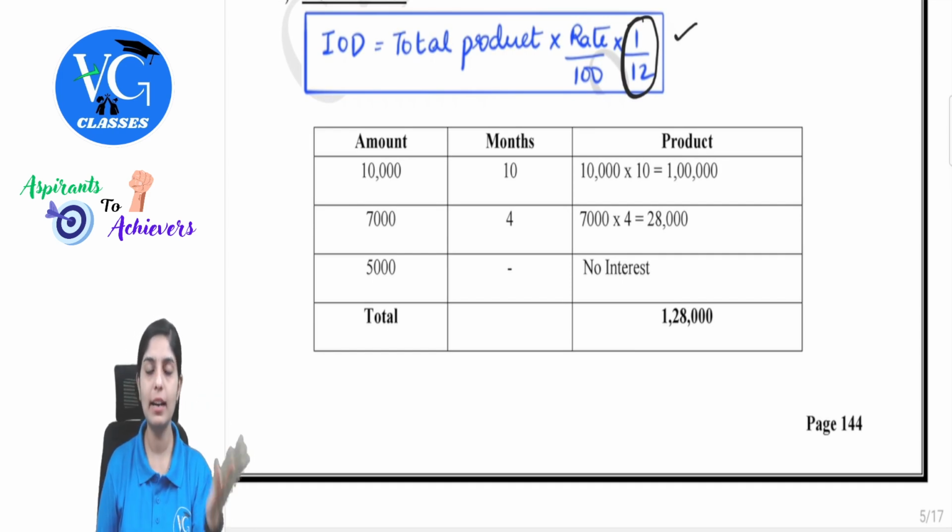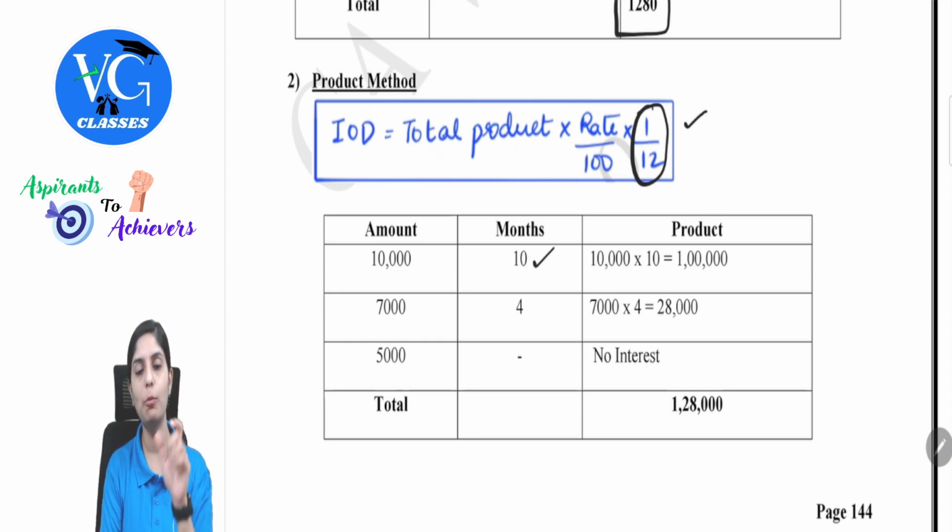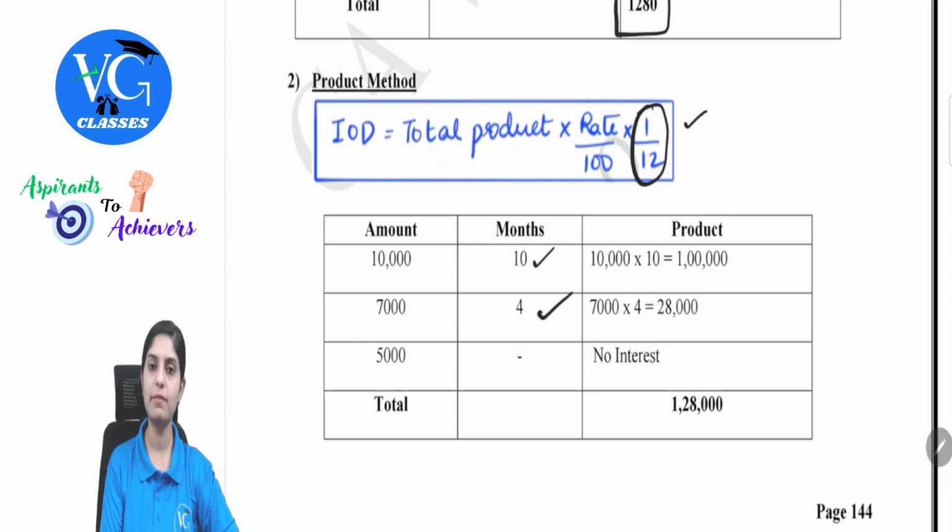That is like we did under the simple method, from 1st June to 31st March. How many months? It was 10 months. So that is what I have written in months. In the second installment, 7,000 was outstanding for how many months? 4 months. That is 1st December to 31st March. 5,000 was drawn on 31st March itself, so there will be no months due.